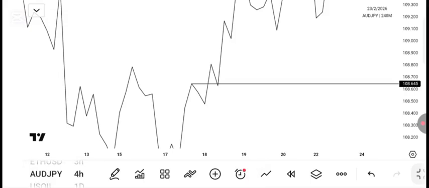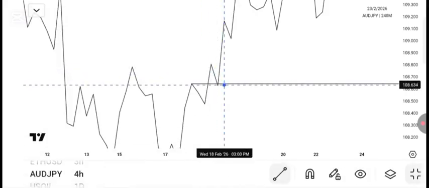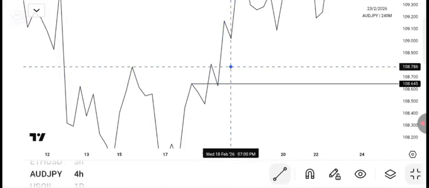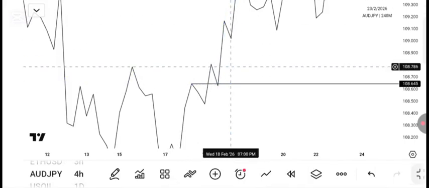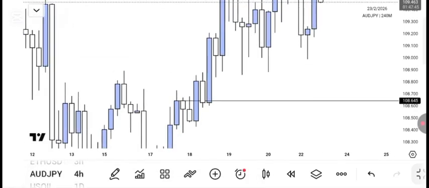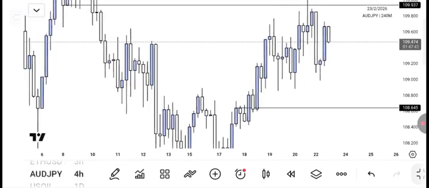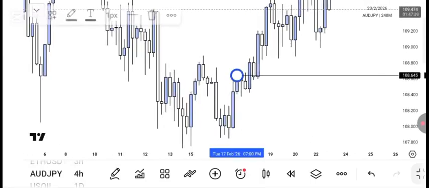Go to the line chart. What do you see that price did? Price came back to use that key level to push price in the opposite direction again. Are you with me? Again, so many examples like that. Now look at this one that I'm trying to explain.